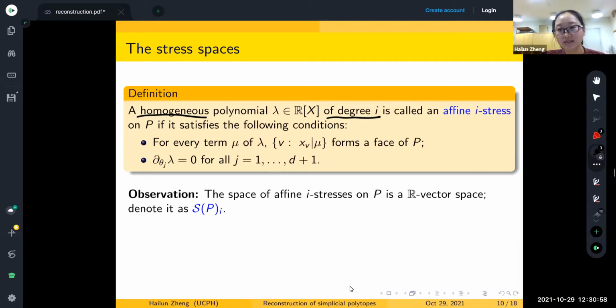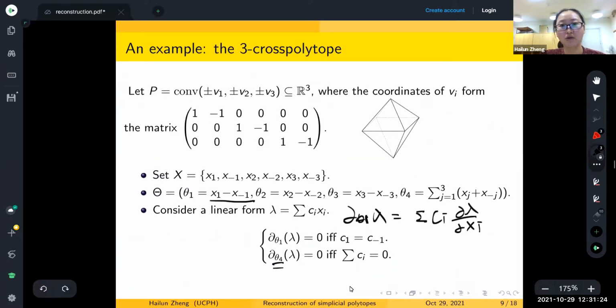And then, as I said, these are polynomials defined on the polytope. So the first bullet point captures the basis of the polytope. I say that every term in this polynomial lambda, well, sometimes we call this the support, the support of this term, has to be a face of P. Okay, so just look at this example again.